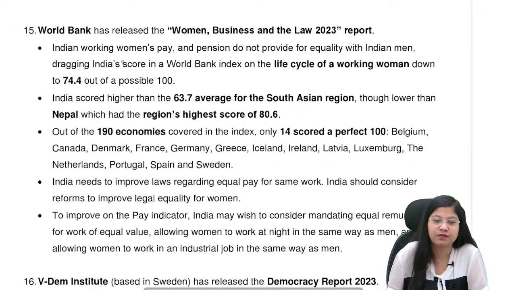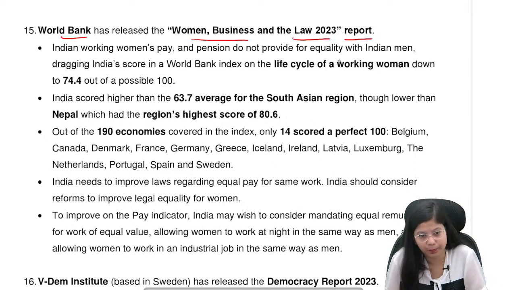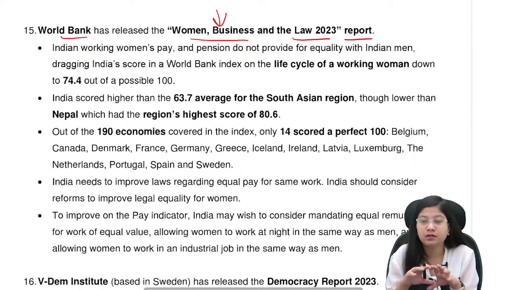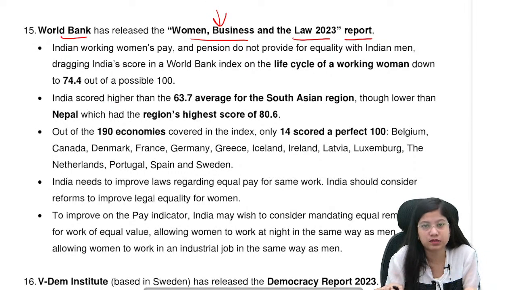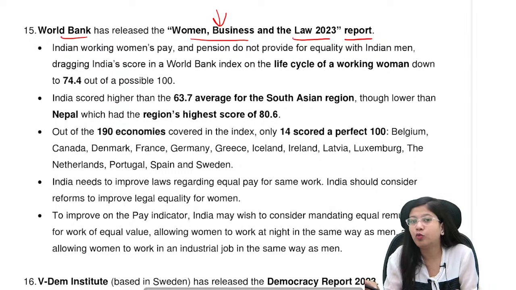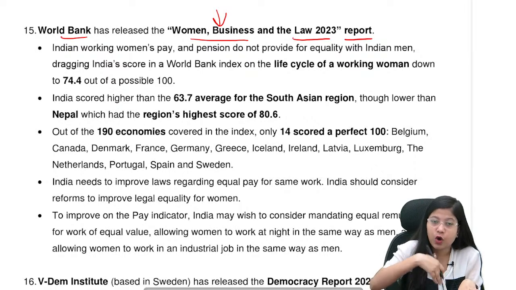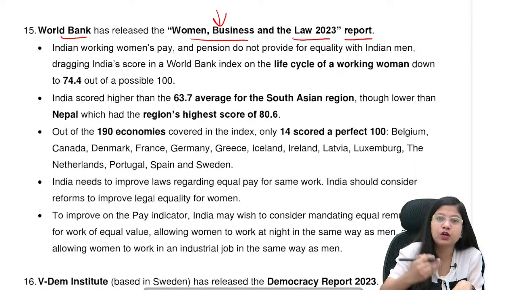Moving ahead, World Bank has released the Women, Business and the Law 2023 report. As per this report, India still needs more legislation to provide equal pay to women doing work of the same value.